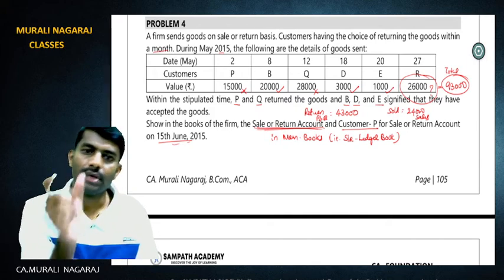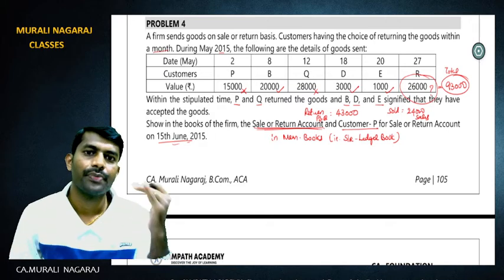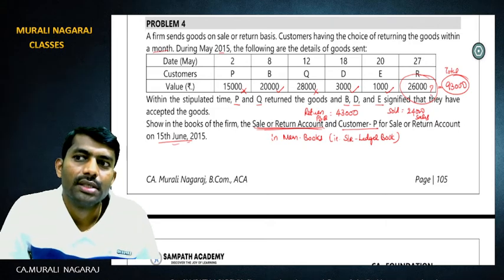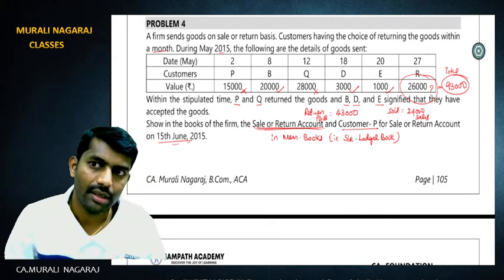If the goods are accepted, in the main ledger I will pass an entry like a normal credit sale entry. At the end, whatever we balance in the sale or return account denotes stock with customer at invoice price. For that, at cost, we are supposed to pass an entry in the books.